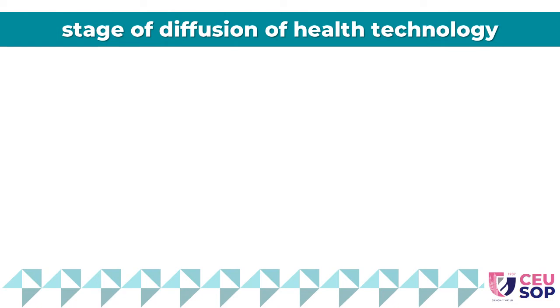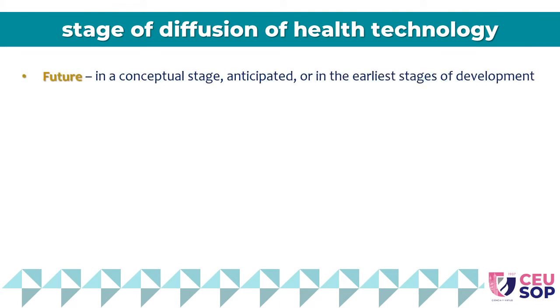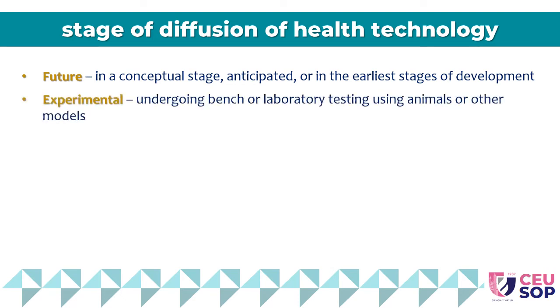Number 3. Stage of diffusion of a health technology. Technologies may be assessed at different stages of diffusion and maturity. In general, healthcare technologies may be described as being future, in a conceptual stage, anticipated, or in the earliest stages of development. Experimental, undergoing bench or laboratory testing using animals or other models.